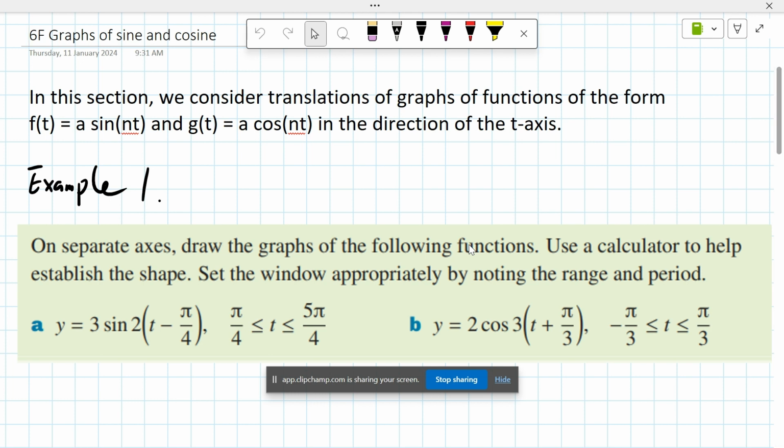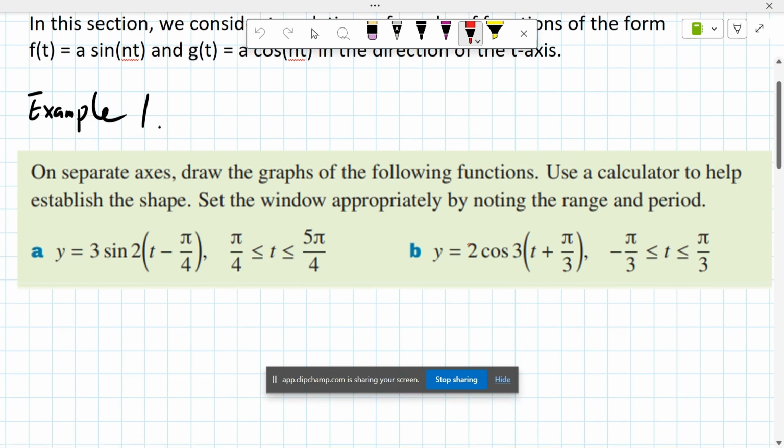Some people ask me why we skip D and E, because I'm going to graph the transformation straight away with sine and cosine graphs. Today I'm going to teach you how to do it by hand and also by CAS calculator. So we're going to consider the translation of graphs of functions of the form f equal to a sine nt and g equal to a cosine nt.